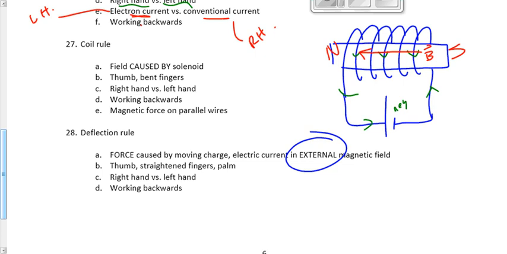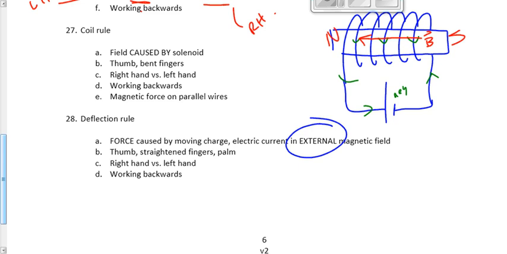I'll just summarize these here, guys. Okay, we have 3 rules. We have our wire grasp rule. We have our coil rule, and we have our deflection rule.